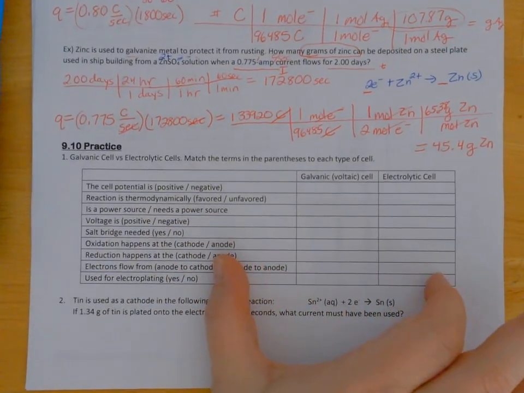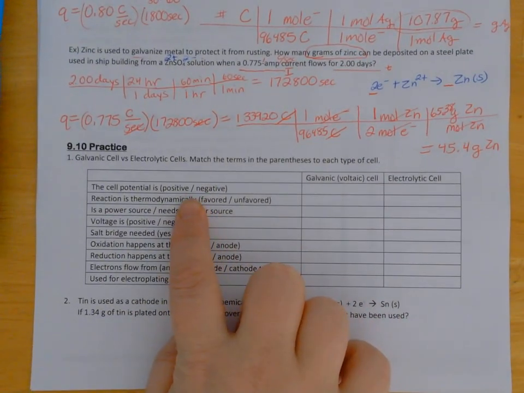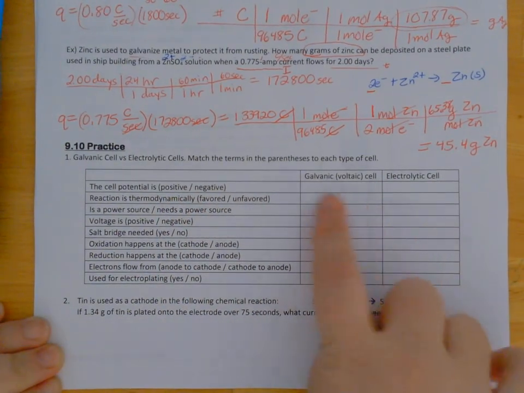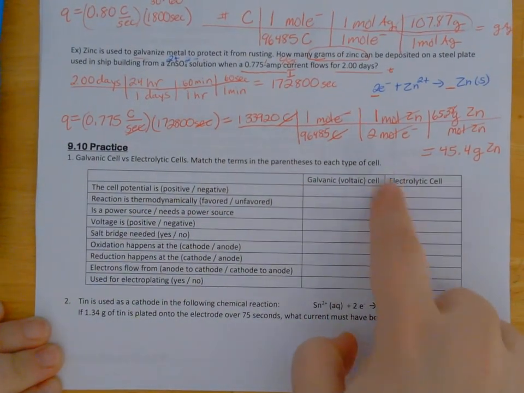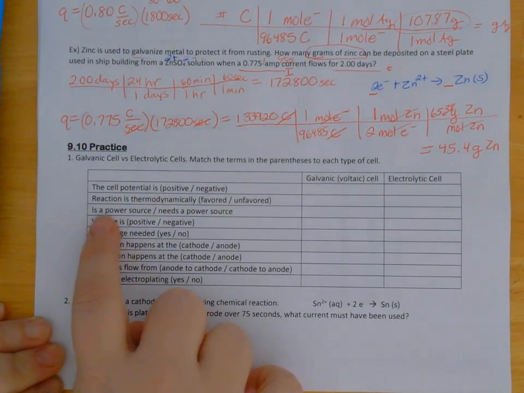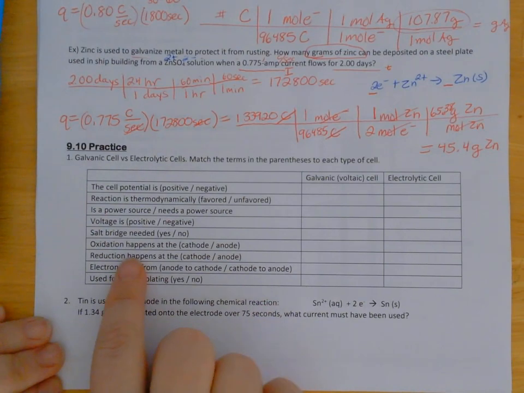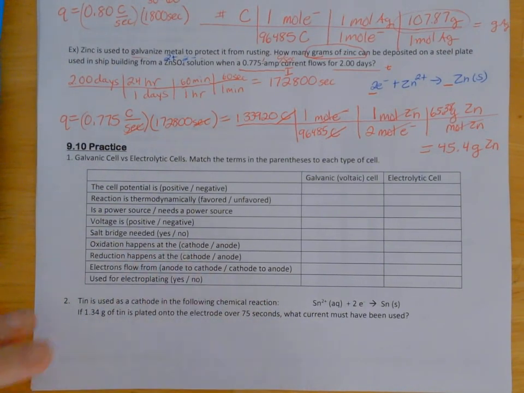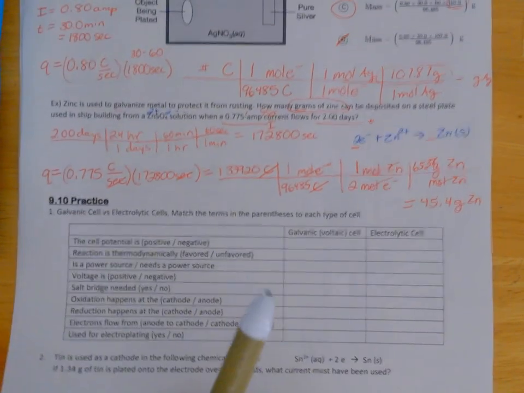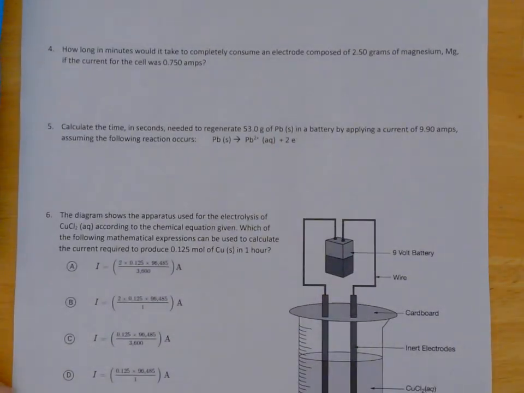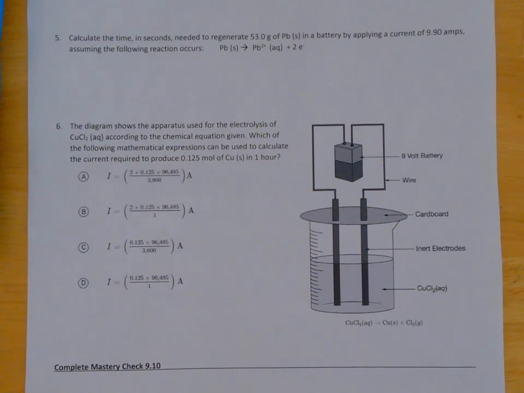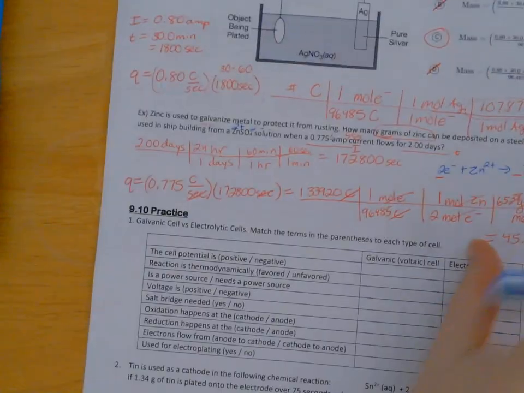It just depends. So for your practice, you've got a little question where you're matching the term to the proper label, galvanic cells or electrolytic cells. Like which one is a power source or needs a power source, which one has a salt bridge, that kind of thing. So do that and then do some practice calculations. There's about 5 of them. One of them is a multiple choice to take a look at. So practice that, ask me your questions, and have a great day, guys.